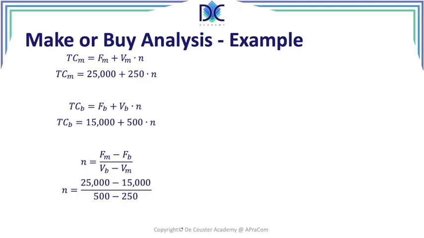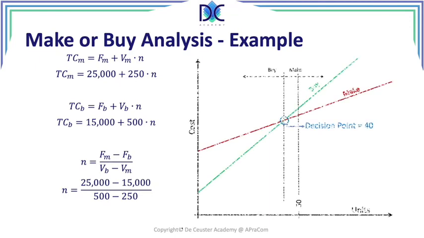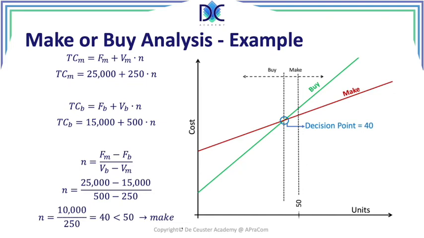That's the same curve that we had before, but we have the total cost to buy, which is 15,000 plus 500 N. It's logical that the fixed cost is higher, but the variable cost will be lower when we buy, when we make the goods. So we have those elements here, and we can find, using the formula, a decision point: 25,000 minus 15,000 divided by 500 minus 250, and we find the decision point here, which is equal to 40.